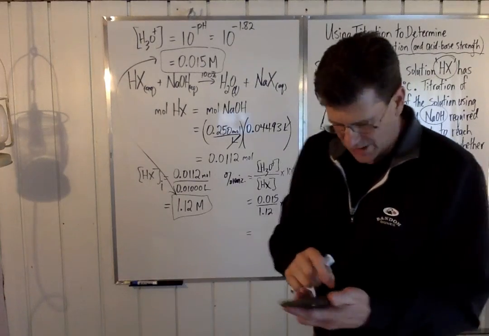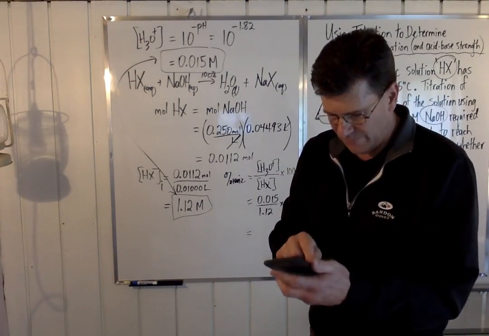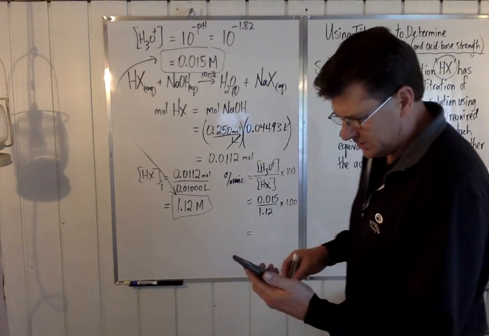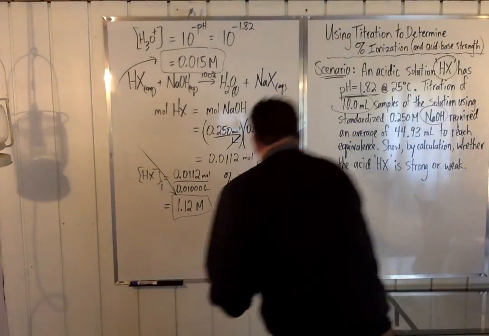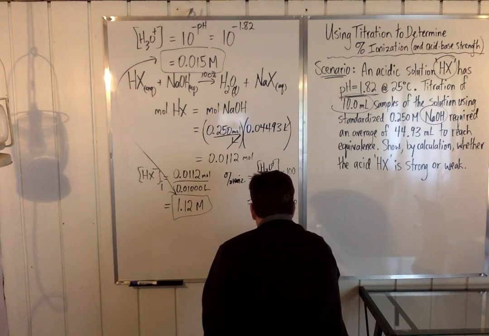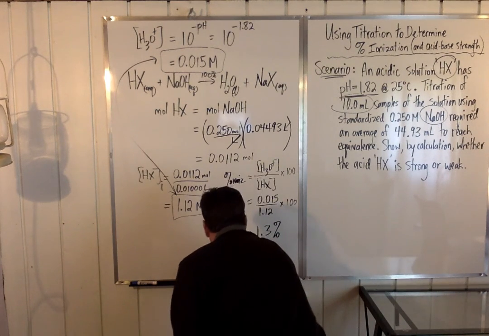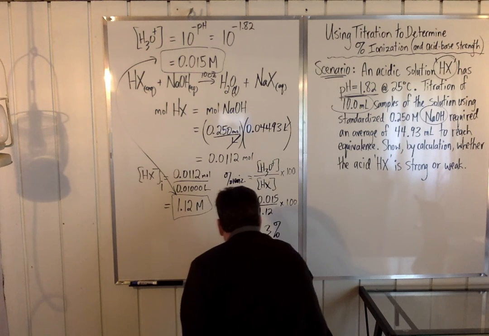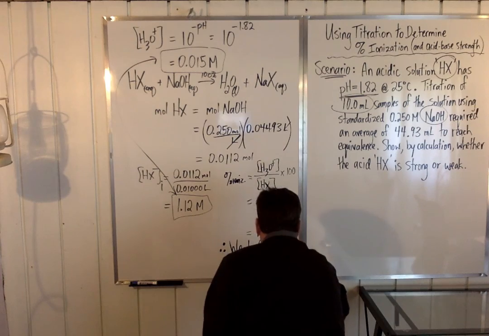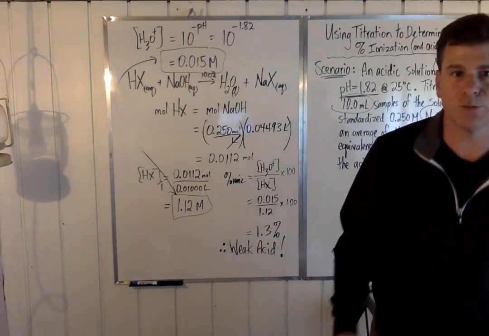Okay, so I've got 0.015 divided by 1.12 equals, move the decimal over 2 places, and I get 1.3%. Therefore, it's a weak acid.